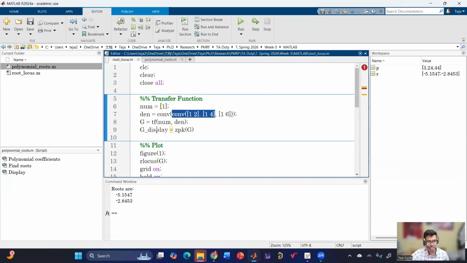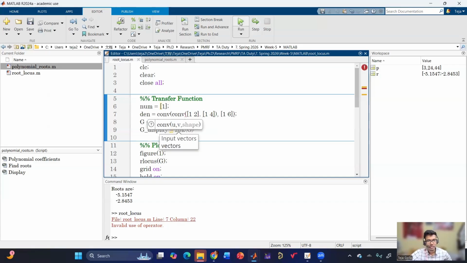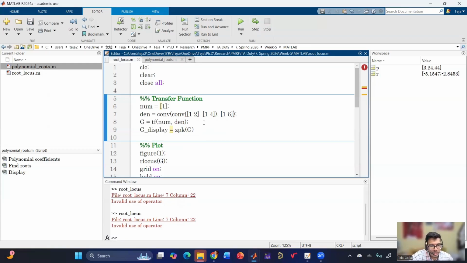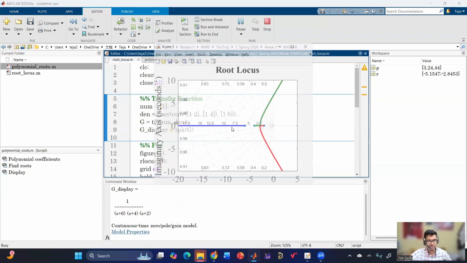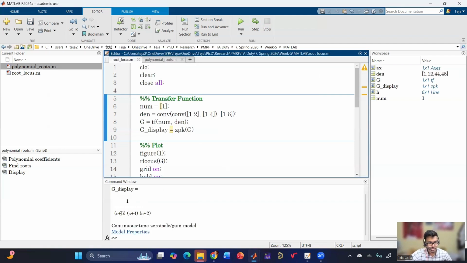But we may make a mistake, so that's why I'm displaying it to see whether the input is correct or wrong. It says there is some error. We have to see what the error is. There is one bracket missing there. Again, there is an error. There is a comma here, not a full stop. These are mistakes that we make and then we have to rectify them. Now if you see, the display is fine: 1 by (s plus 2)(s plus 4)(s plus 6).